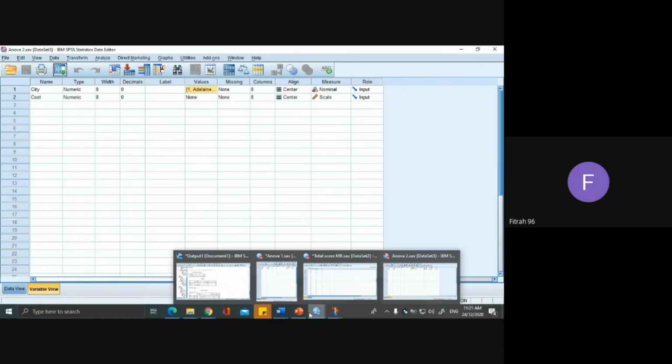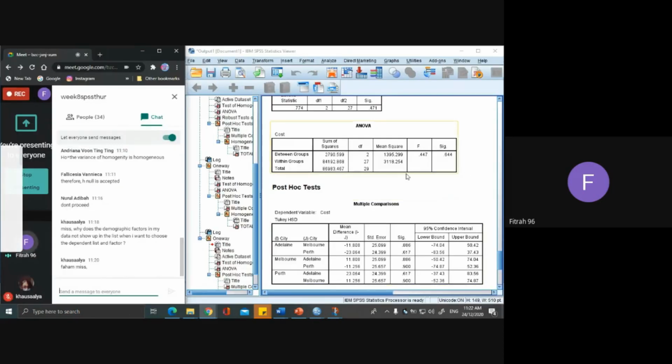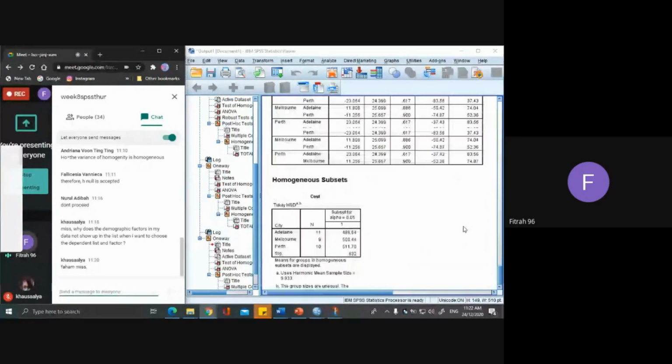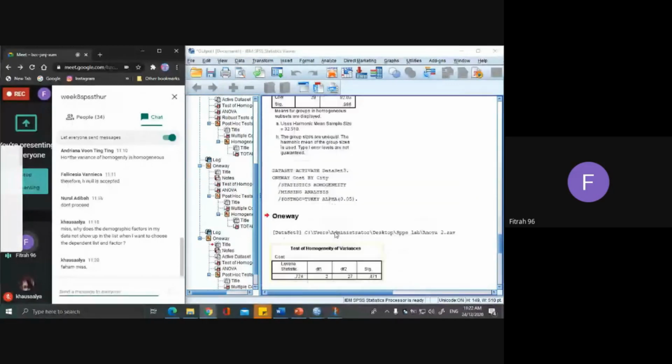Tak ada masalah. Look at your output here. Ada tak ada jawapan apa? This is not significant lah sebab 0.64. So tak mencabar. Between Adelaide, Melbourne and Perth, ada perbezaan in mean. Okay, so kos hidupnya lebih kurang je.